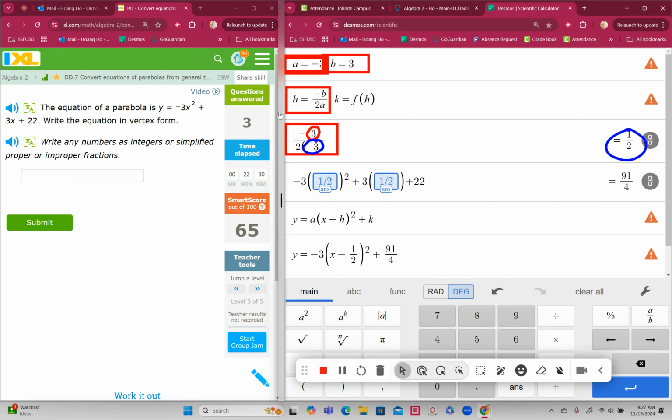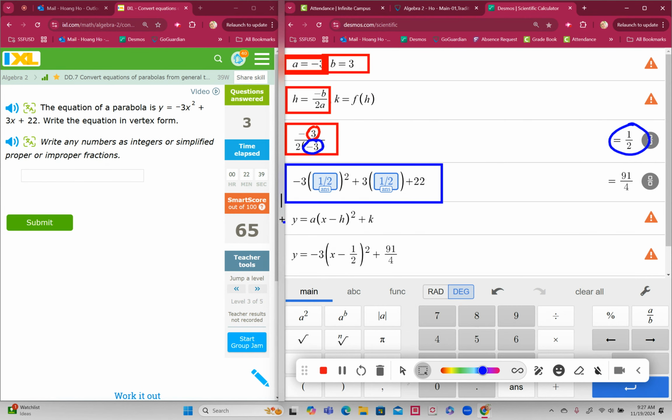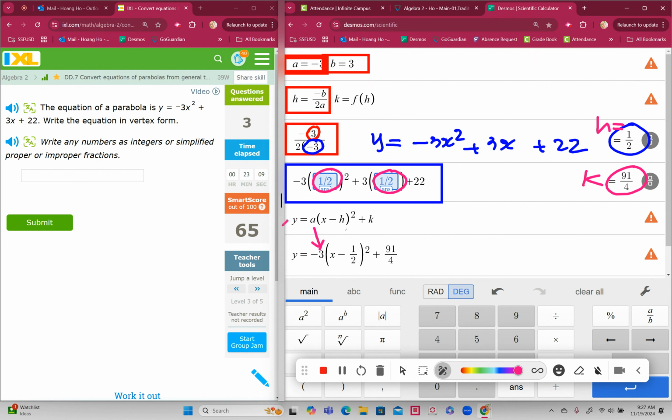So I just type my equation. This is my equation: y equals negative 3x squared plus 3x plus 22. I just type right here, but instead of x, I put 1/2. So I come out with 91 over 4. This is the k value, right? So 1/2, that's the h value right there. So now I put into my equation and then I'm done. So a equals negative 3, h is 1/2, and k is 91 over 4.